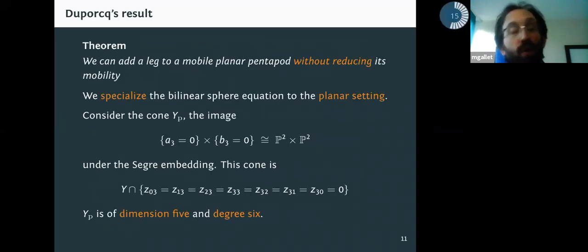So before going to the main construction of this talk, I would like to start with a warm-up. And the warm-up is about a very well-known result by Duporc that says the following: if we have a mobile planar pentapod, then we can add a leg to this pentapod without changing its mobility. Okay? And so I would like to discuss this statement in the light of the framework that I introduced so far.